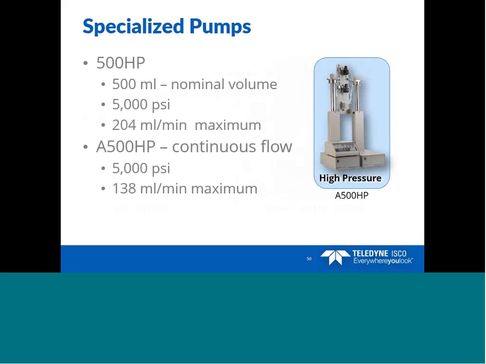The 500 HP is the most common pump for supercritical fluids, as it allows a larger volume combined with higher pressures. A 500 HP has a 500 mil nominal volume, the same as a 500D. Again, 5,000 psi as compared to a 500D with 3,750. The flow rate of the two pumps is the same. A 500 HP continuous flow operation is also rated at 5,000 psi, and the flow rate of 138 mils a minute is the same for both pump types.